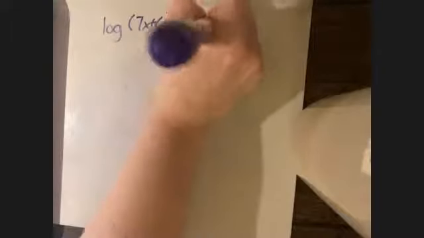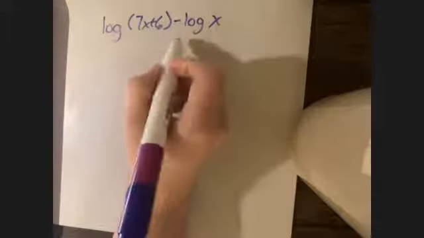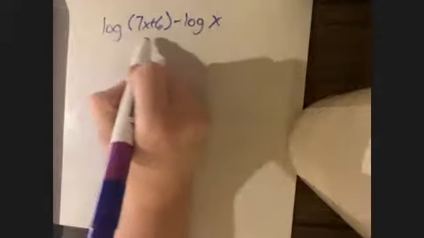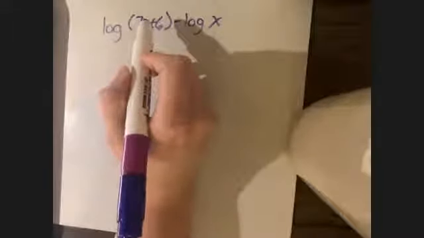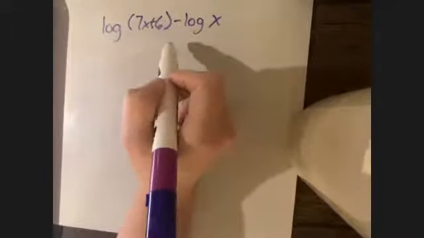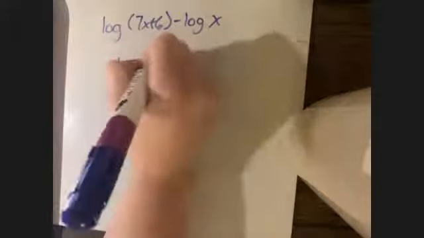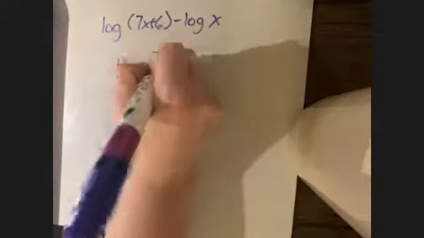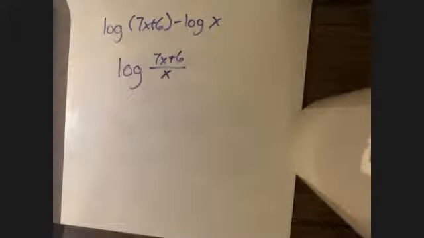We're going to do log of... okay. This is a pretty straightforward one. I don't have any powers in front. This add is on the inside of a log, so it is not a product rule. And the only thing I actually have here is the subtract. So this is going to go to 7x plus 6 over x. And that's as good as that is going to get.